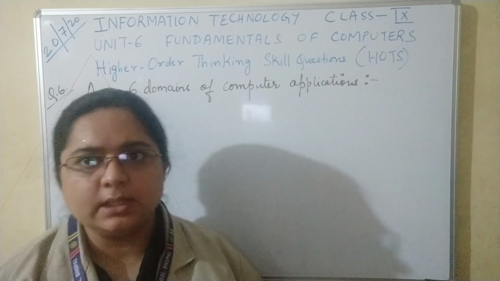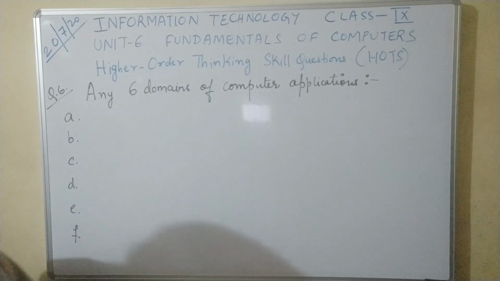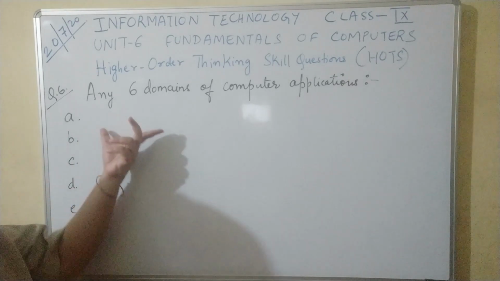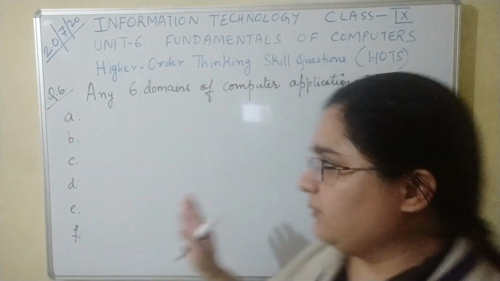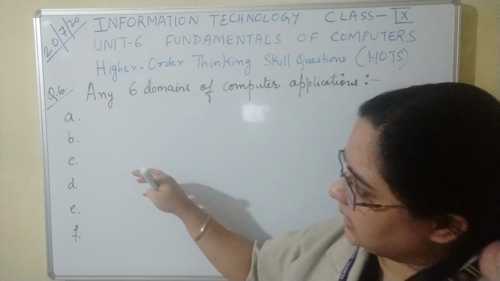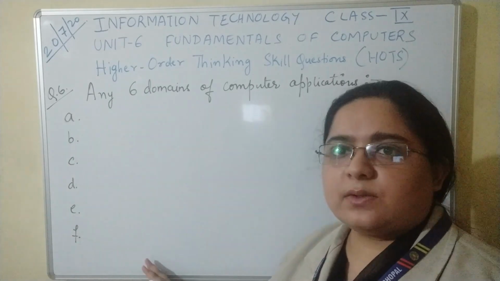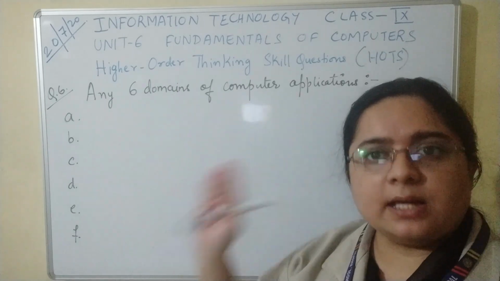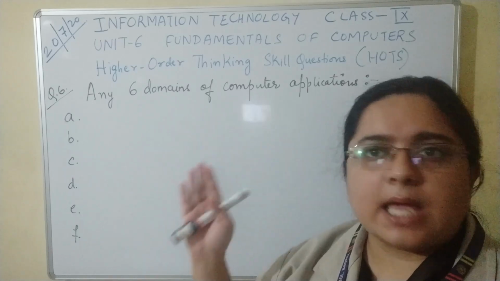Now the next question, that is your sixth question. The sixth question is, in the following figure, provide the names of any 6 domains of computer applications. Now in your textbook you will find a figure, but that figure only contains some blank spaces, and in those blank spaces you have to provide the names of any 6 areas where computers are applicable, where computers are being used extensively.